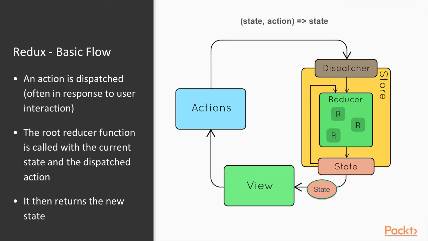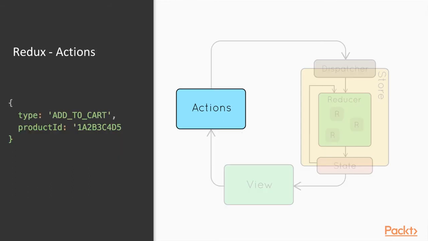Let's start with the actions. Redux enforces that every change is described as an action. Actions are payloads of information that send data from the application to the store. They are the only source of information for the store. Actions are plain JavaScript objects with a type property that indicates the kind of action being performed. In this case, we are executing the add to cart action.